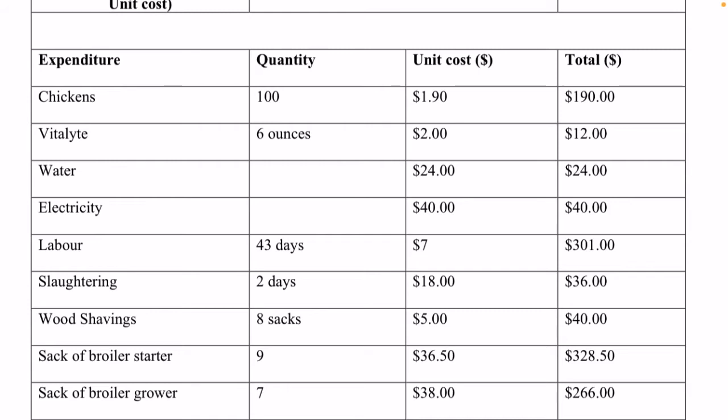What is important here for the expenditure section of the SBA as it relates to your cost analysis is that you do your calculations correctly. And total is achieved by multiplying the quantity and the unit cost. So the quantity by the unit cost. So for example, labor is 43 days multiplied by 7, which should give you a total of 301, as you can correctly see there.